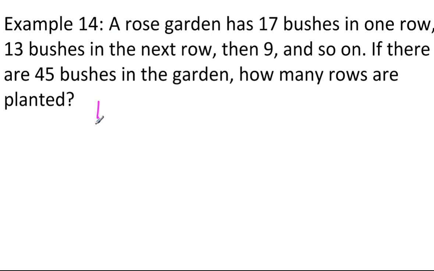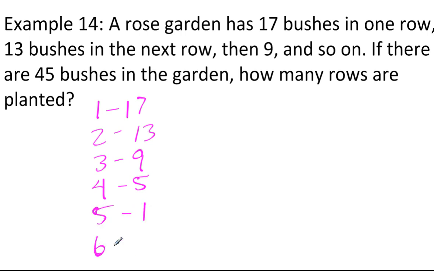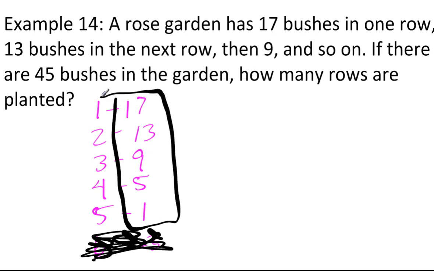Alright, Rose Garden. One row has 17 bushes. Second row's got 13. Third row has 9. So our fourth row, we're going down by 4 every time. It's going to be 5. Fifth row is down to 1. Sixth row at negative 3. Hopefully you're realizing that doesn't make any sense. Can't have negative 3 rose bushes in your row.